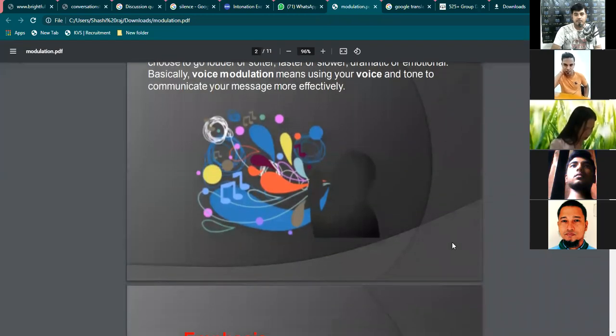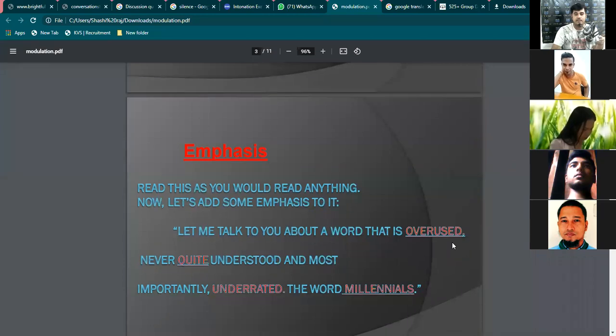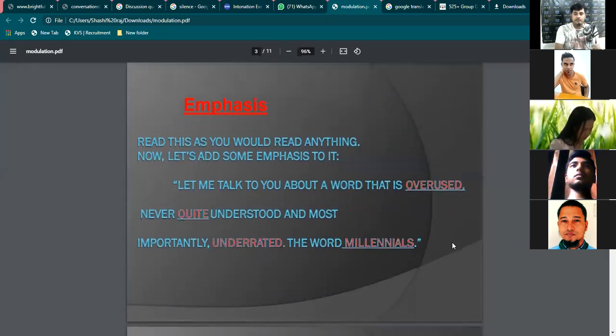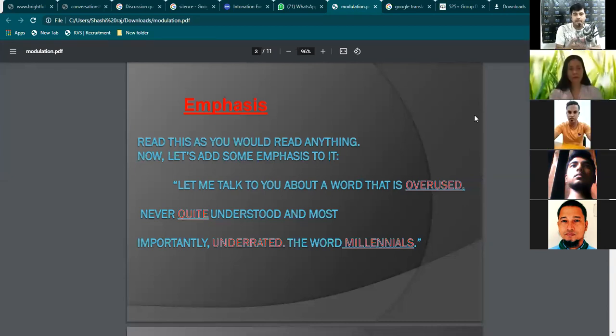Okay, so now voice modulation. Now moving to the next slides. Here, I have given one example. By this example, you all can understand something about voice modulation. Read this as you would read anything. Now let's add some emphasis to it. So we need to put some stress. So I've written a few words in red in these three lines.